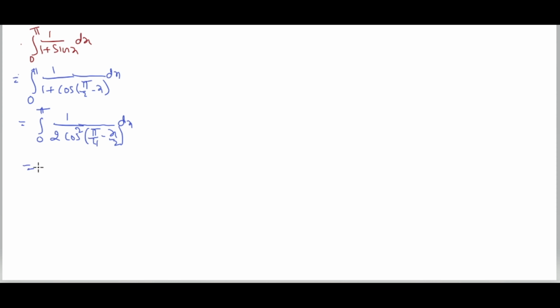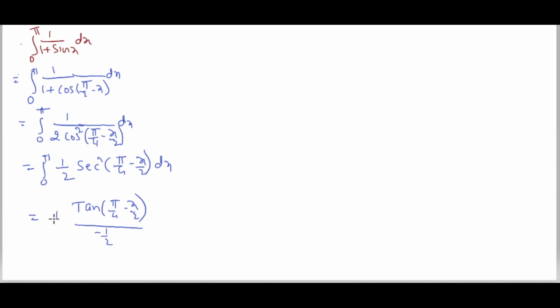So that is equal to integration of 0 to pi 1 by 2 into 1 by cos square, which is secant square of (pi by 4 minus x by 2) dx. That is equal to integration of secant square x, that is tan x, so tan of (pi by 4 minus x by 2) into 1 by the x coefficient, which is minus 1 by 2. Here the constant is 1 by 2. So the upper bound is pi and the lower bound is 0.